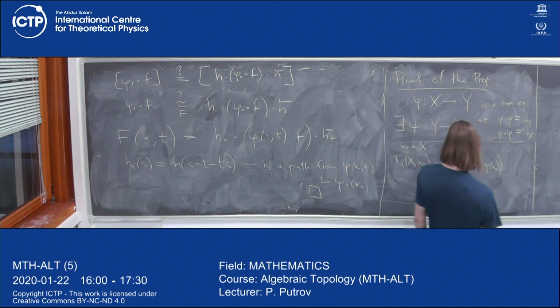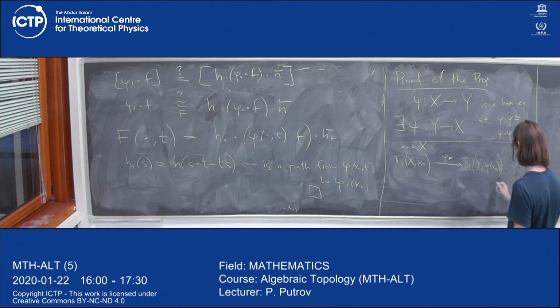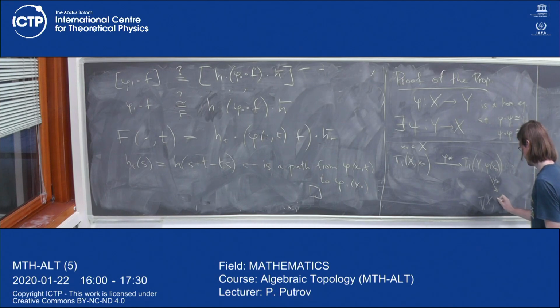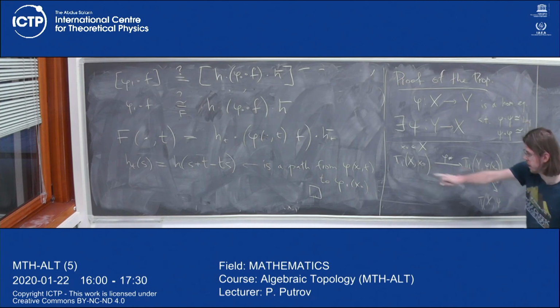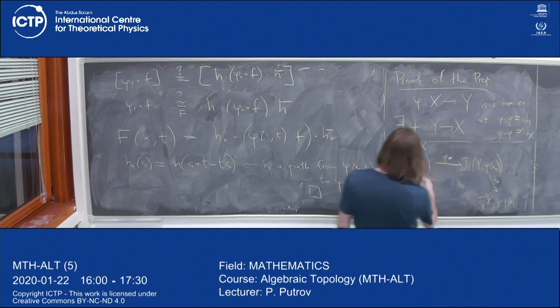Then I can apply psi star, but it will be a homomorphism to pi 1 of x with this base point, not the original one, but psi composed with phi. It's not just acting back.